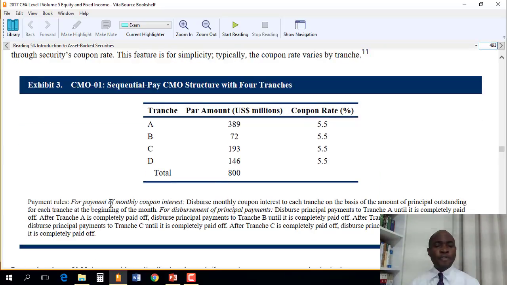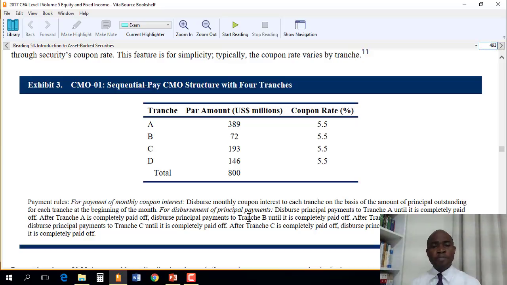Now, payment rules. For payment of monthly coupon interest, disburse monthly coupon interest to each tranche on the basis of the amount of principal outstanding for each tranche at the beginning of the month. So everybody takes monthly interest. Now, but let's look at the principal repayment.